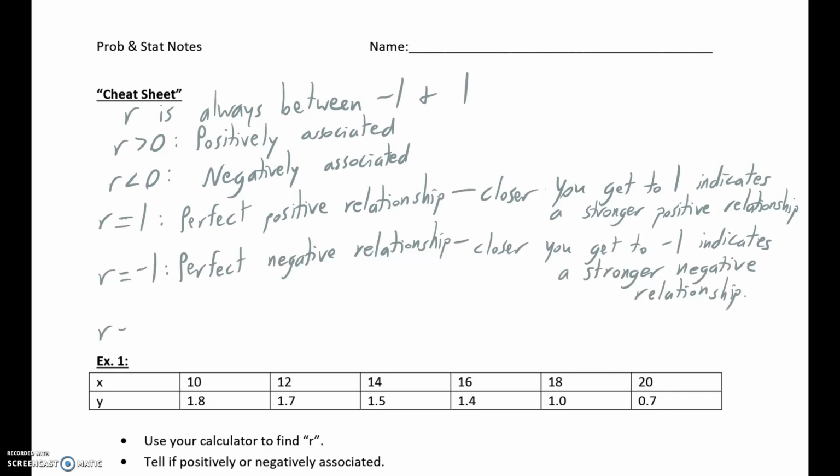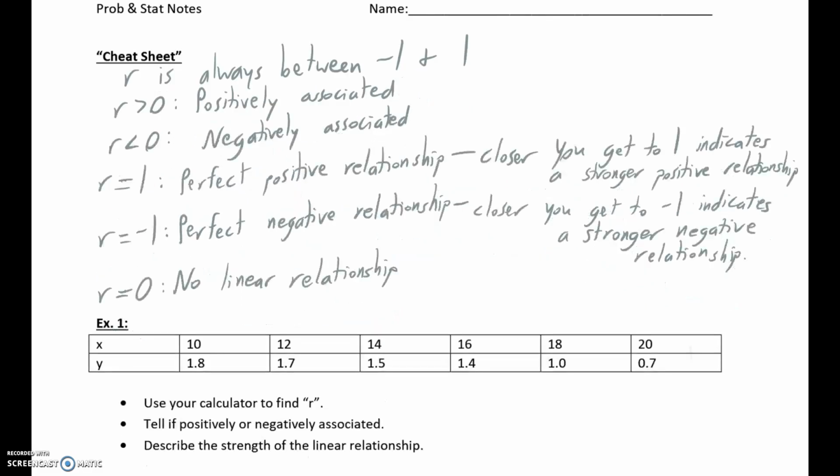And then the other case that we like to talk about is R equals 0, and that indicates no linear relationship. If you get 0, there's pretty much nothing there. Nothing special.